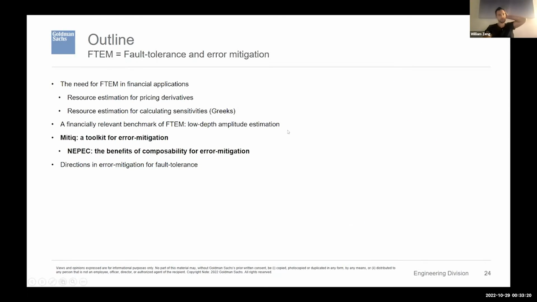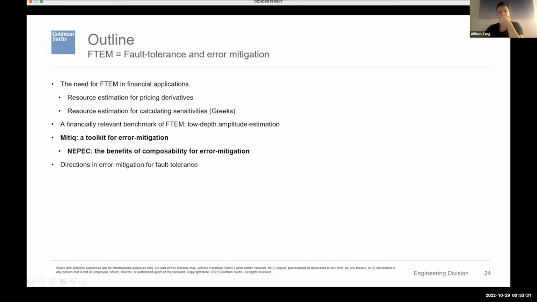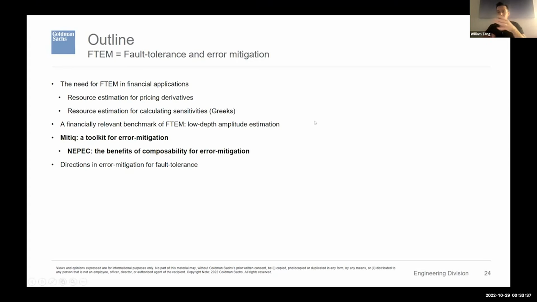Great. So we know that there are long-term valuable problems, but they have big requirements on the hardware. So what are the things we can do algorithmically in the near term to try and make the requirements on the hardware easier? Well, one is to have things like low depth amplitude estimation, where you can tune the depth, and another is to start introducing software tricks and techniques around error mitigation.